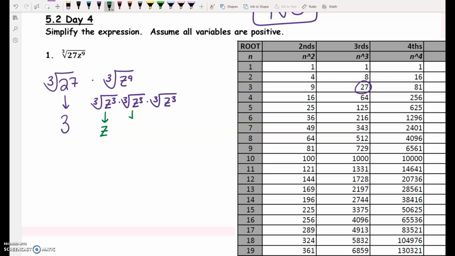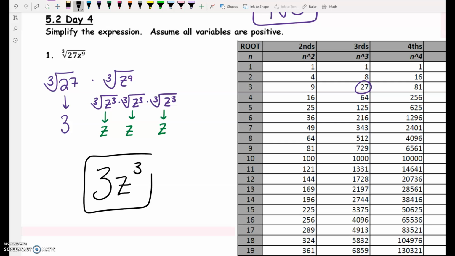The third root of z to the third is z. So our final answer here is 3z to the third. Now, do you want to write all of that out every single time? That's a lot of stuff to write out. So there's several ways to think about this.